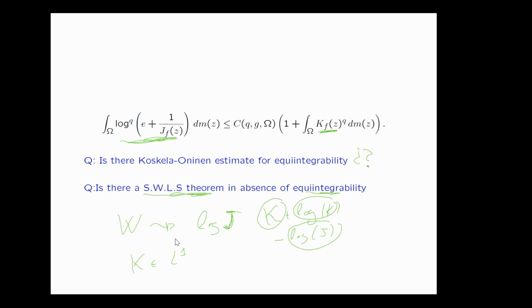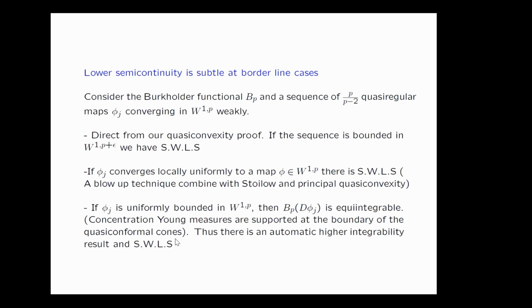And then we went back to the Burkholder functional, which we looked at carefully in the last year. From quasi-convexity, you have an immediate theorem of lower semicontinuity if you assume that the sequence is a little bit more integrable. Remember, I have dφ_j converging weakly to dφ in W^{1,p}, and I would like to prove that the inf is greater than the integral of B_p of dφ. This is lower semicontinuity. So I can prove it directly from quasi-convexity if I have a little bit more integrability.